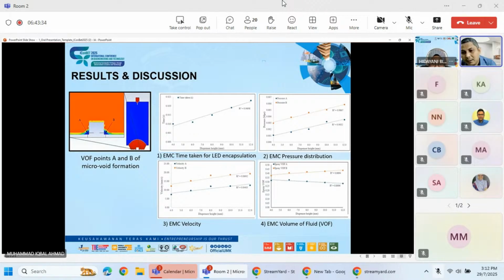From low to high dispensing, we can see a slightly higher trend in area B compared to area A in the development of void formation for this study. Okay, I understand this project very well. Thank you very much, Dr. Iqbal.